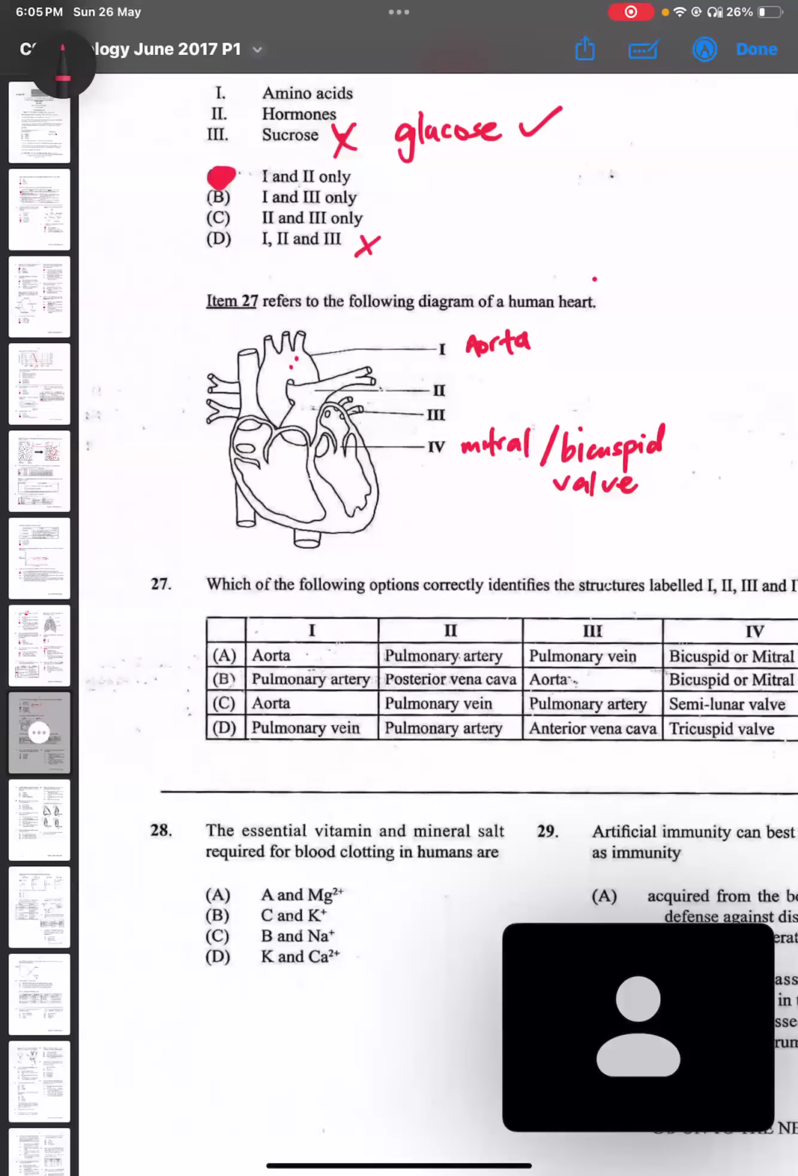Okay, so it's A because this is the artery. And this is the pulmonary vein.